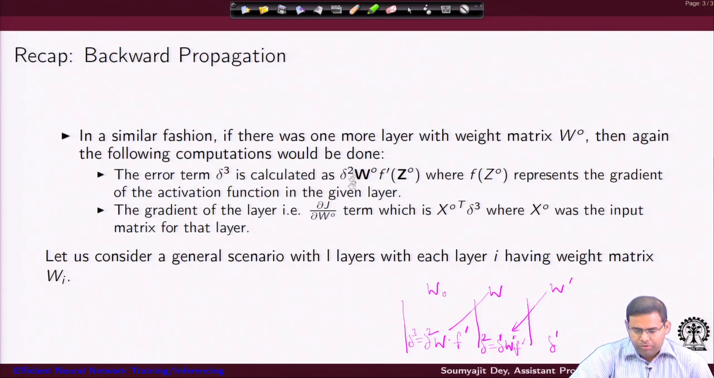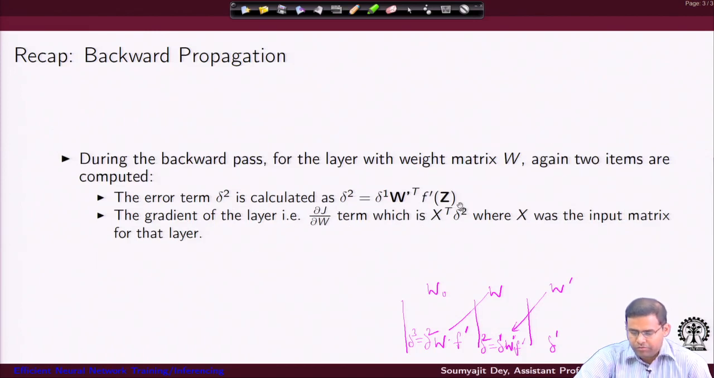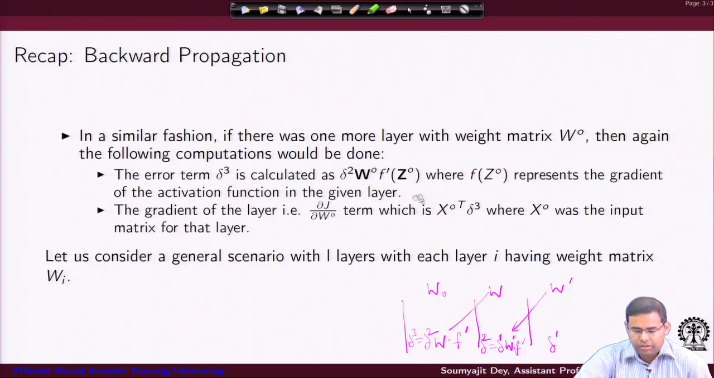So, when I am computing delta 3, it is delta 2 w 0, then f prime z 0, where this represents the gradient of the activation function of this layer, whereas for the previous it was just z, the gradient of the activation function of that layer, right. Now, the gradient of the layer, delta j delta w 0, I can again figure out using x 0 transpose delta 3, considering that x 0 is the input matrix for this layer, right.